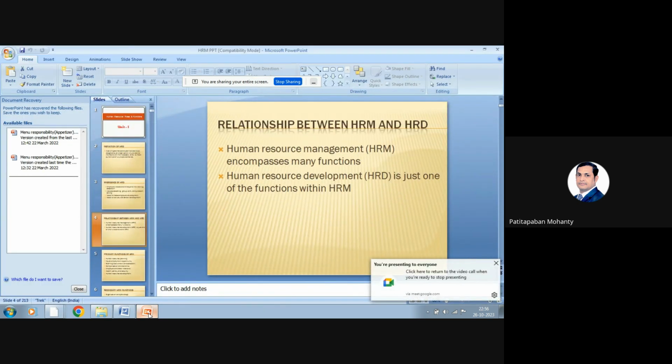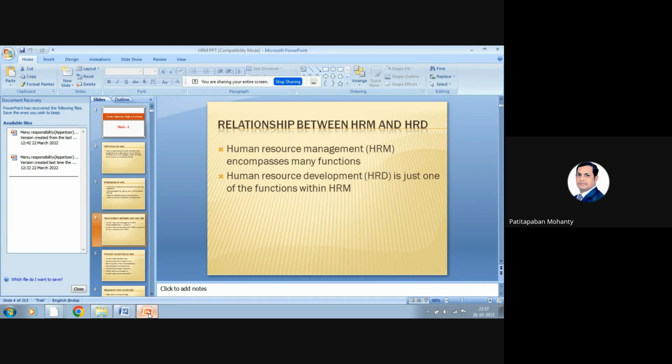Okay. So what is the relation between HRM and HRD? There are two words that normally come up: HRM and HRD. HRM is human resource management, which involves many functions, and human resource development is only a part of that function. So HRM is a broad umbrella, and in that broad umbrella, HRD comes out. HRD specifies the growth and development, not only of employees but also of your company, your firm, and your entire department.